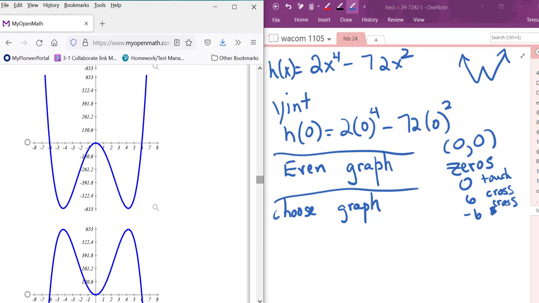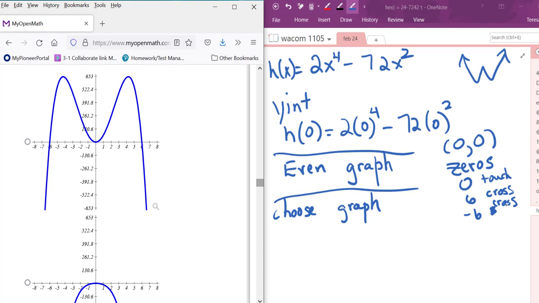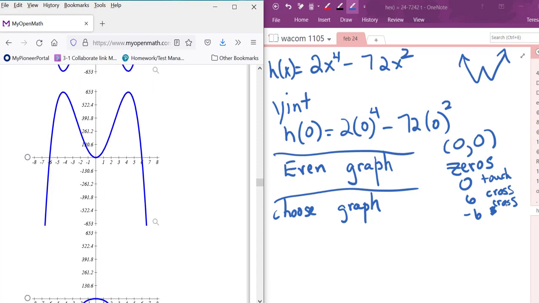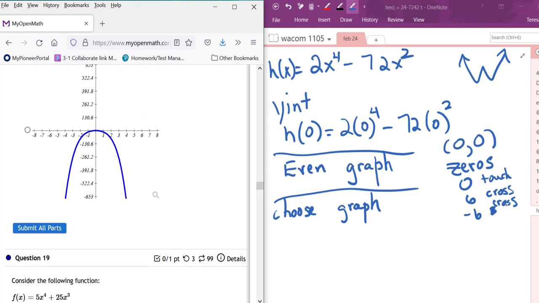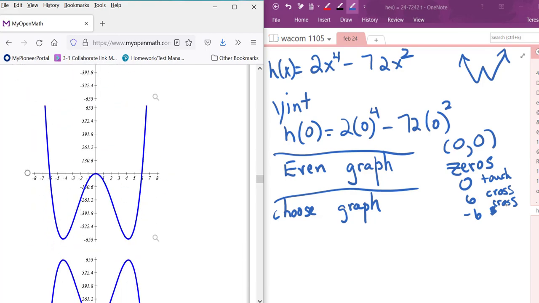Let's look at the others and see why we would rule this one out. This one's upside down. Even though it has the right zeros, it doesn't have a negative leading coefficient. And this one is upside down. So it is this second choice.